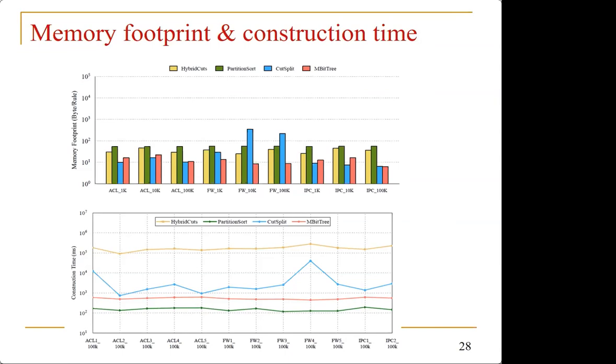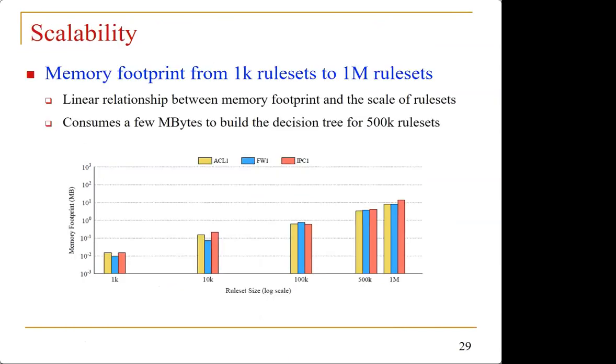The figure shows the memory footprint of MBitTree from the 1K rule set to 1 million rule sets. It can be found that there is a linear relationship between memory footprint and the scale of the rule set. MBitTree consumes only a few megabytes to build a decision tree for 500K rule sets. The good scalability in memory footprint makes MBitTree suitable for large rule sets.